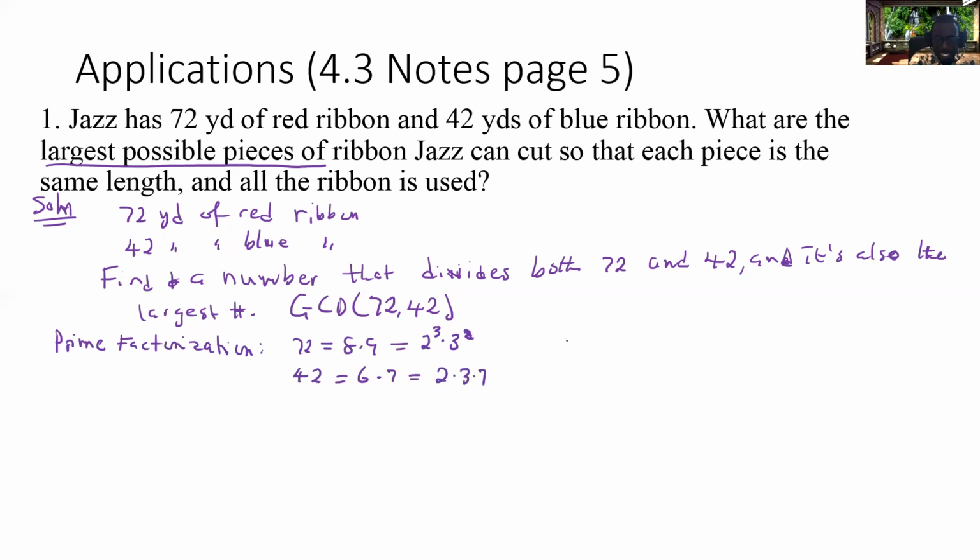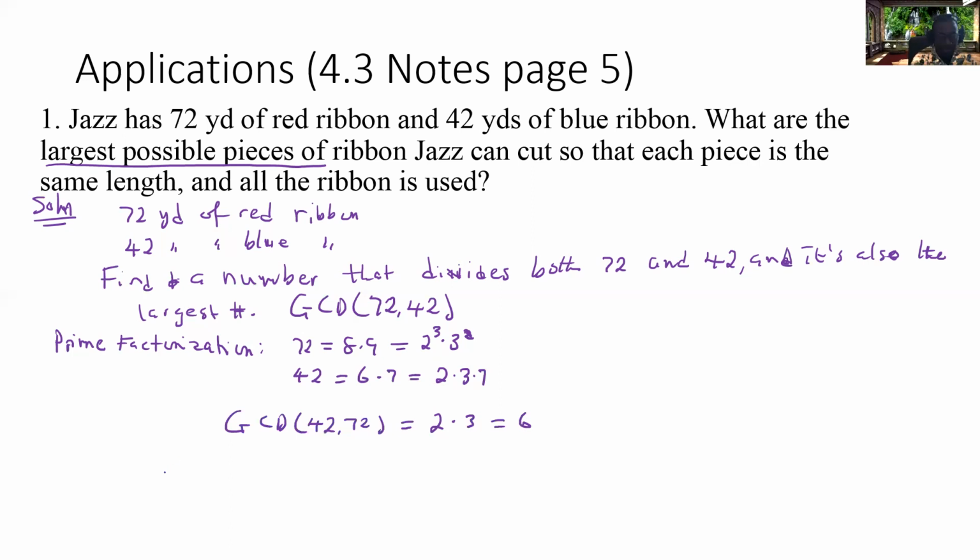Okay, so what is the greatest common divisor of the numbers 72 and 42? We take the common prime factors. So in this case, it will be 2 times 3. And then for the exponents, we pick the least. For the prime number 2, the least is 1. And for the prime number 3, the least is 1. So this would be 6.